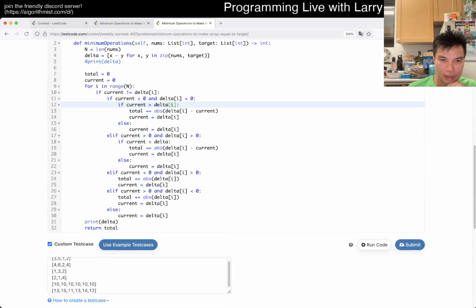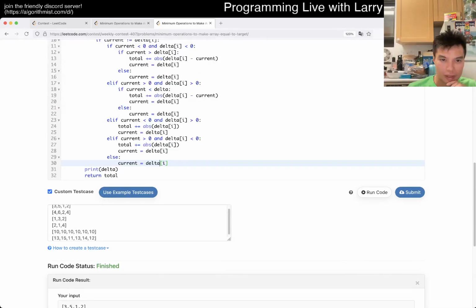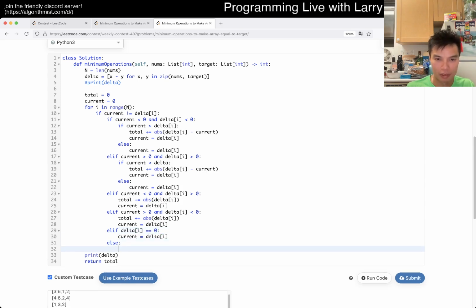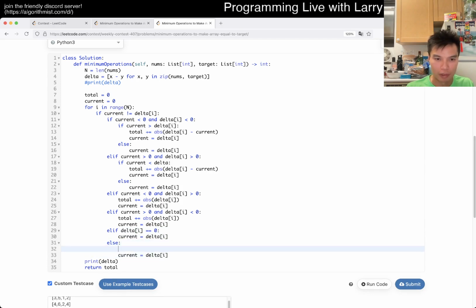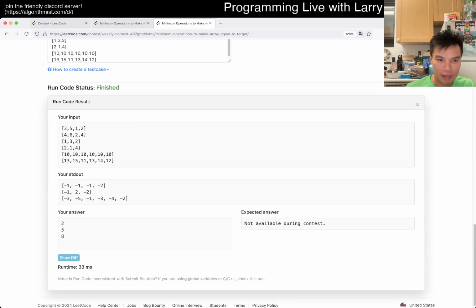Okay, so to begin with, current is 0. So then, oh yeah. Oh, if current is 0, then it's different than if delta is 0. Then we set that. Else, if current is 0, then we set it to this. But we also... yeah, 2, 5 is right. Is 8 right for this one? I thought it was 9. 1, 2, 4, 5, 6. No, this is 4 moves.